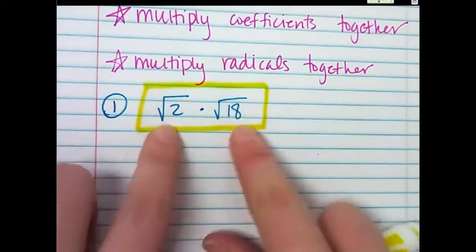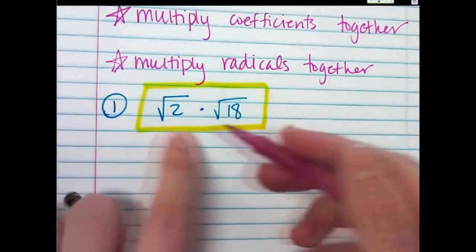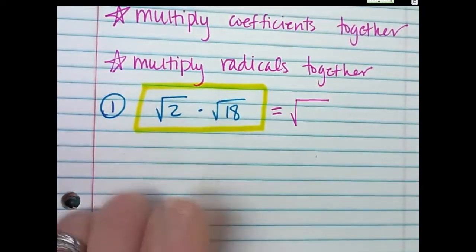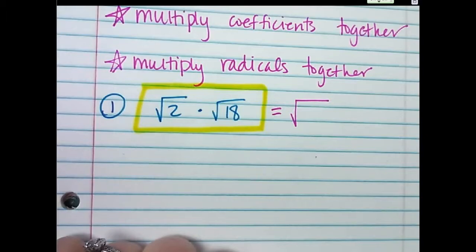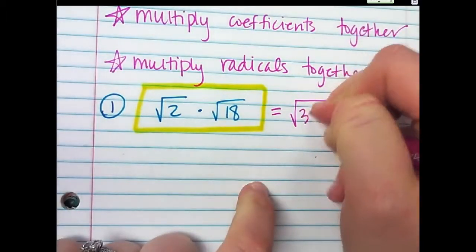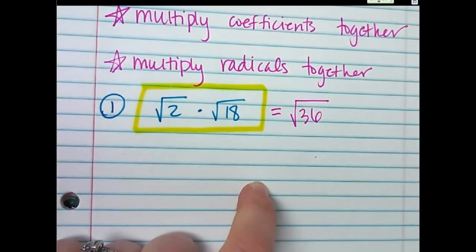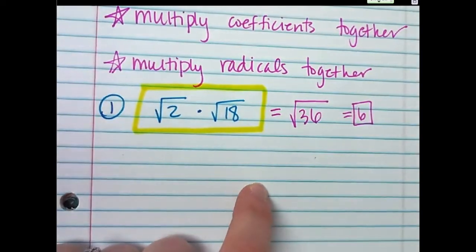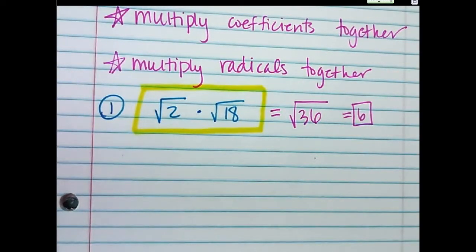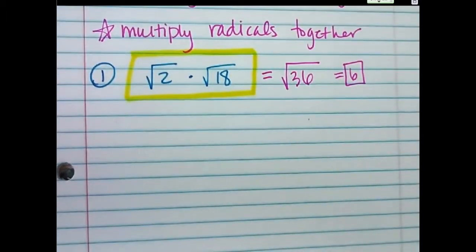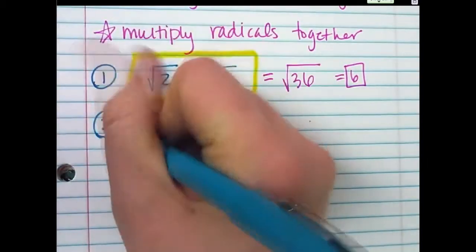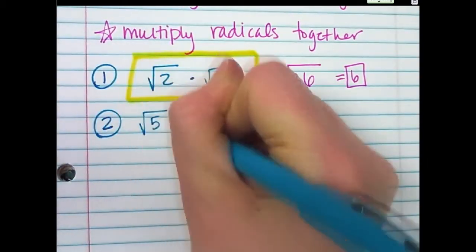Because they're both under the radicals, what is square root 2 times square root 18? Or what's 2 times 18? Thank you, 36. What's the square root of 36? 6. Okay, so I always multiply and then simplify. Multiply and then simplify. Number 2. Multiplying is really not horrible. A couple of the last ones we'll do are a little bit tricky, but they're not bad.